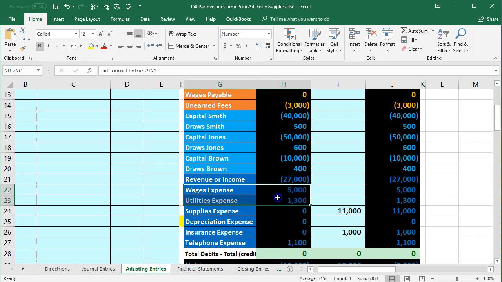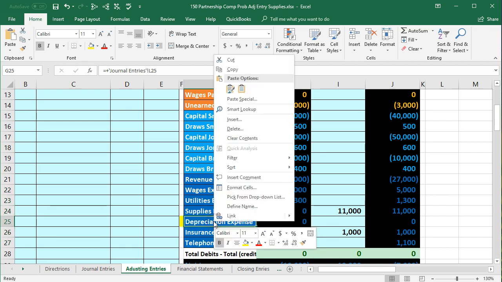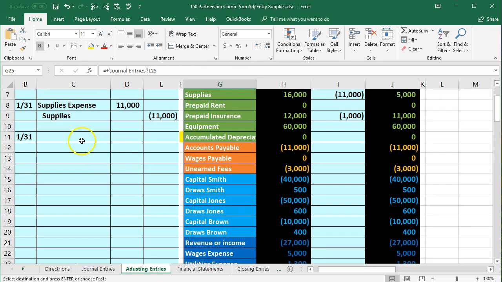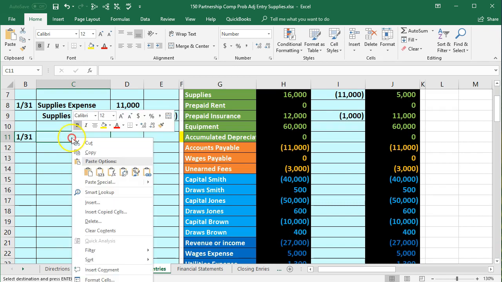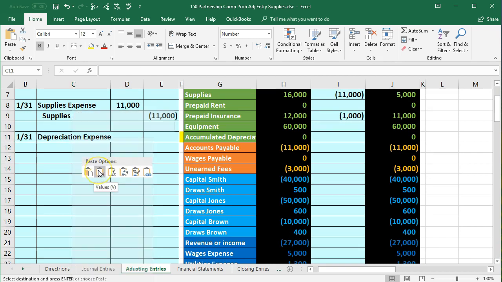We can see that depreciation expense has a debit balance. They only go up in the debit direction. Therefore, we're going to do the same thing to it, another debit. So we know we're going to debit depreciation expense, so we'll copy that. Right-click and copy. Scroll back up, we're going to put that on top in C11. Right-click and paste 1, 2, 3.